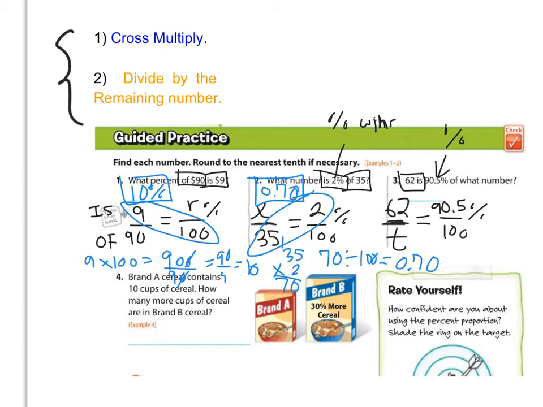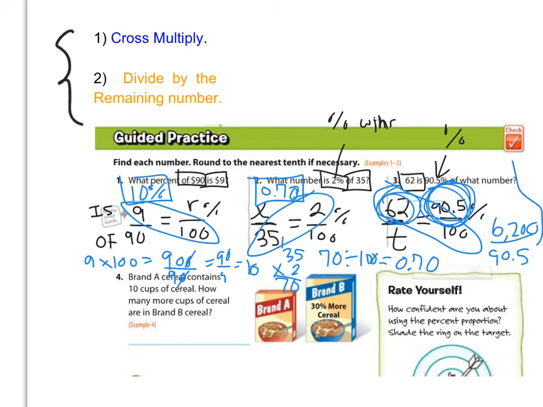Problem 3. Okay, so first step, cross multiply. So 62 times 100 is 6,200. A little bit of mental math for you. The trick when you have those is you literally just take this number, and when you multiply it by 100, you just add the 2 zeros behind it. We're going to divide that by our remaining number, which is 90.5. Do not put the percent on it if you do that in the calculator, guys, because what the calculator does automatically is it moves the decimal 2 spaces to the left, and it totally changes your answer.